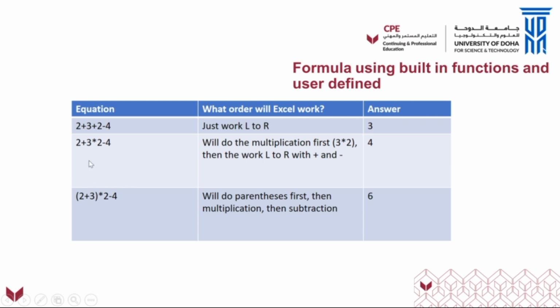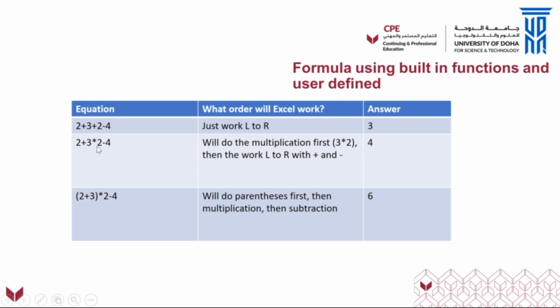Similarly, if we look at the second one, it will do the multiplication first and then go from left to right with plus and minus. So it's going to get a 6 over here. So 2 plus 6 minus 4. 2 plus 6 is 8. 8 minus 4 is 4.